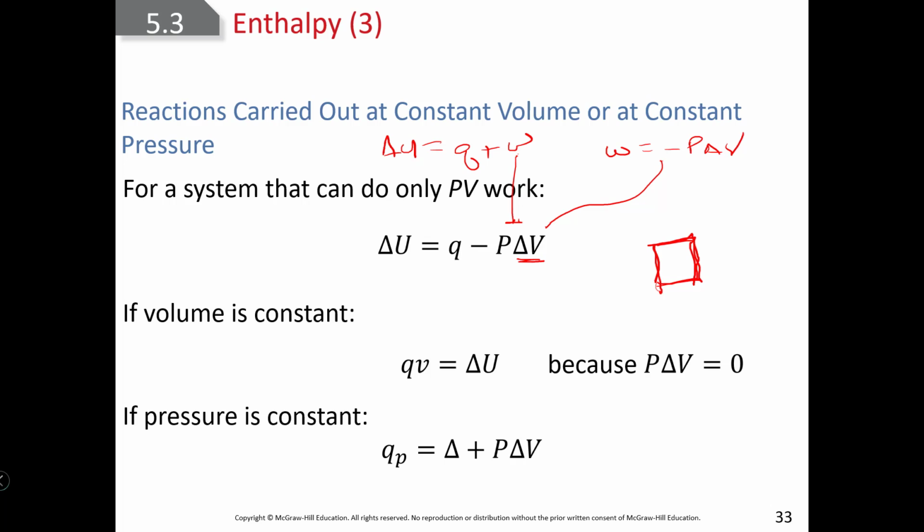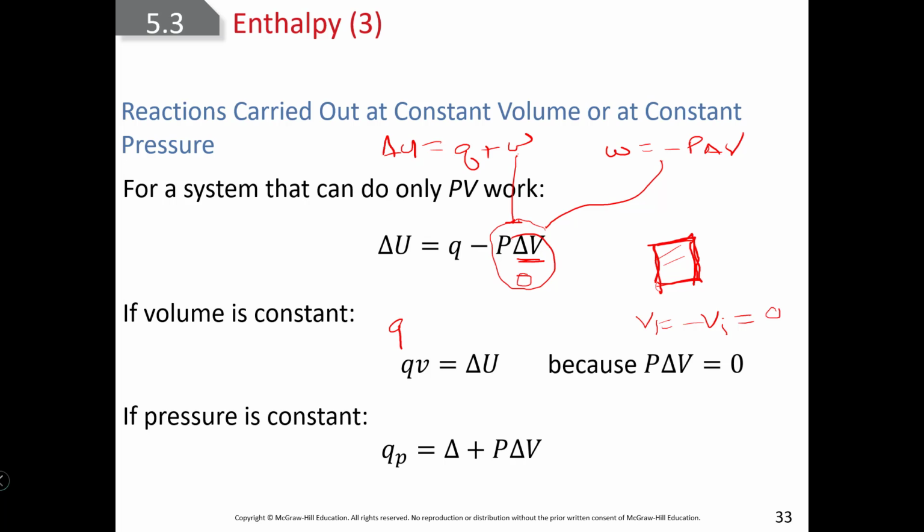So if that's the case, and this doesn't change, what's the value of delta V? If the volume does not change, V final minus V initial would equal what? 4 minus 4, 1 minus 1, whatever. The volume change is 0. So this term becomes 0.